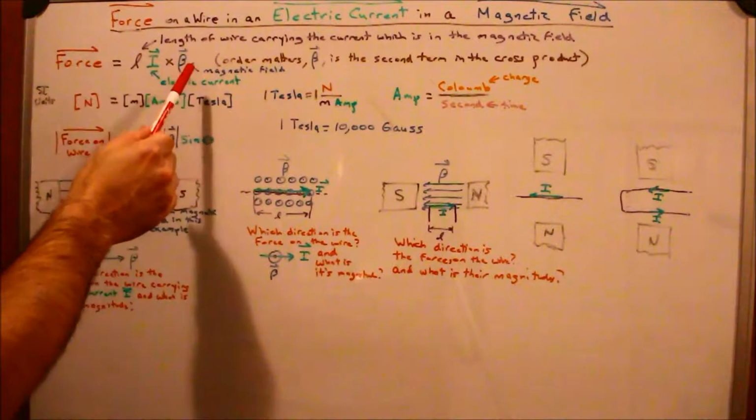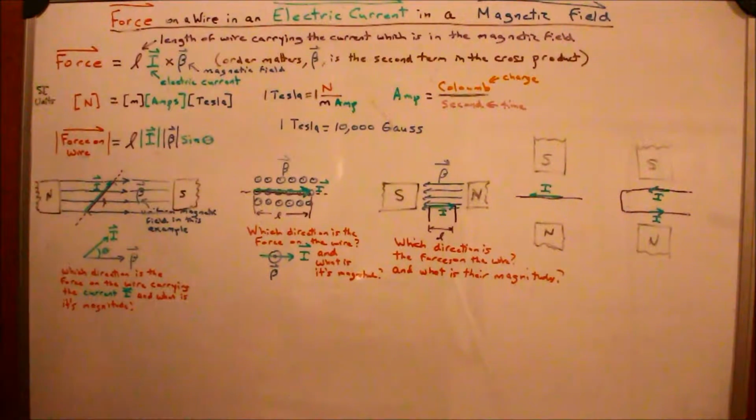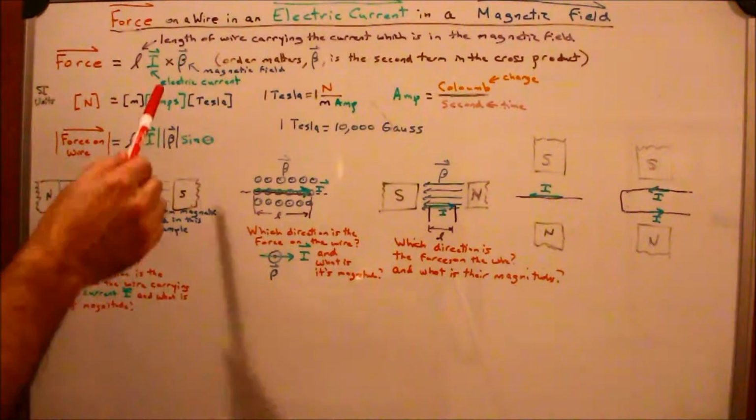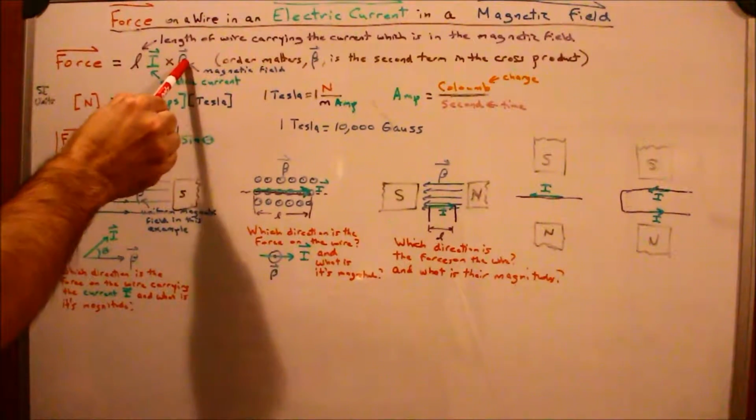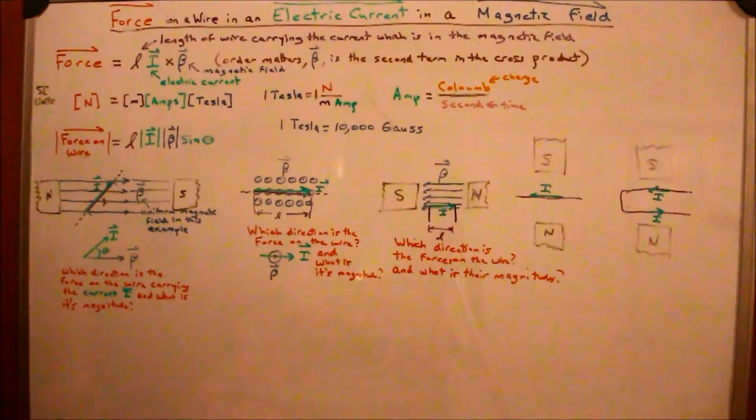Because if you confuse them and have B cross I, then you lose the directionality of this force. So B is the letter B, which is second, and it's the second term in the cross product.